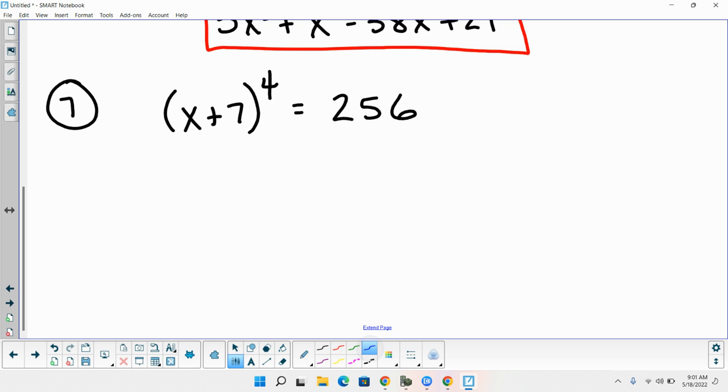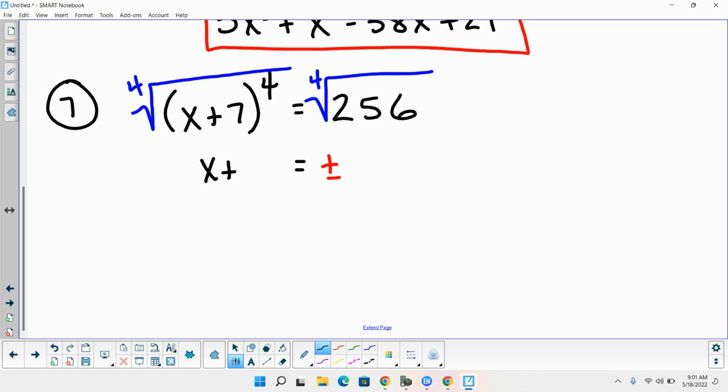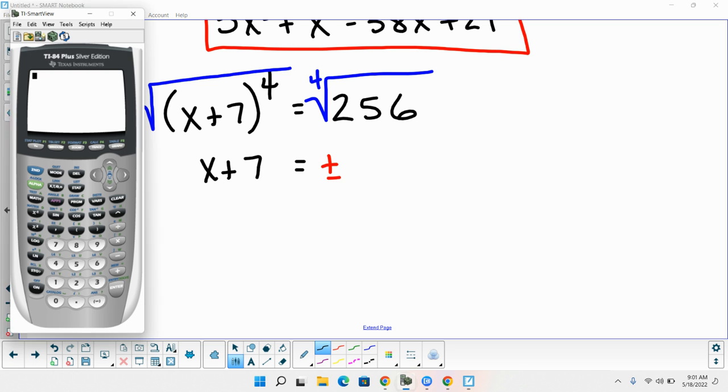Now, since it's an even root, what symbol do we have to put in front of our answer? Yeah. If it's an odd root, we don't have to do that. If it's a cube root or a 5th root or a 7th root, we don't have to do that. But if it's a square root, 4th root, or 6th root, we got to do that. So what's the 4th root of x plus 7 to the 4th? Yeah, they just cancel each other out. x plus 7. What's the 4th root of 256?